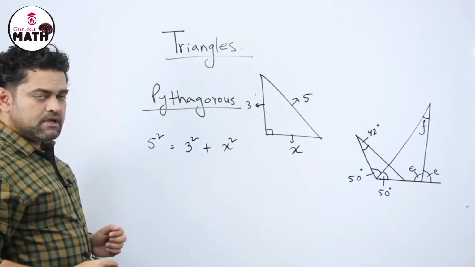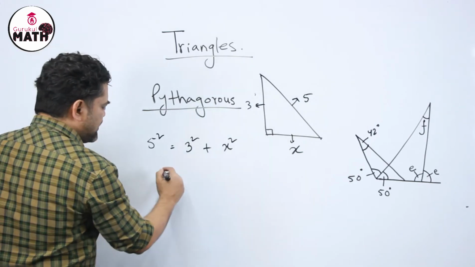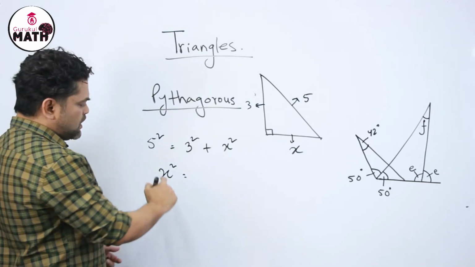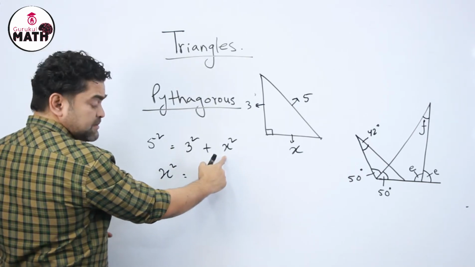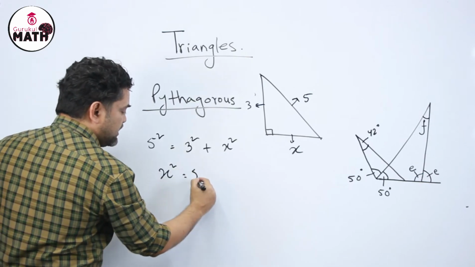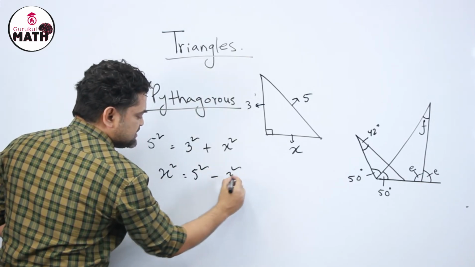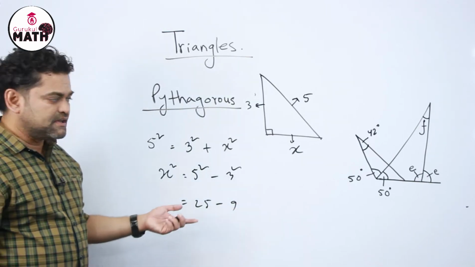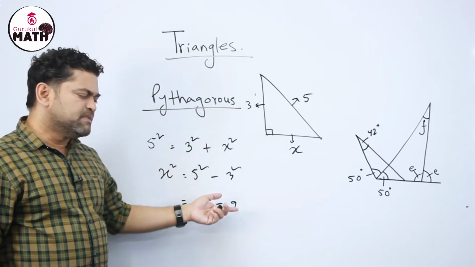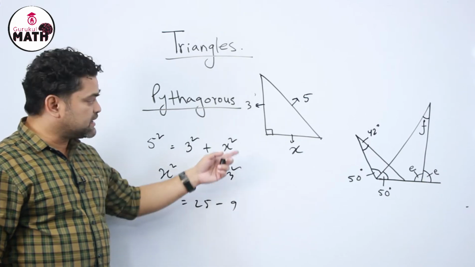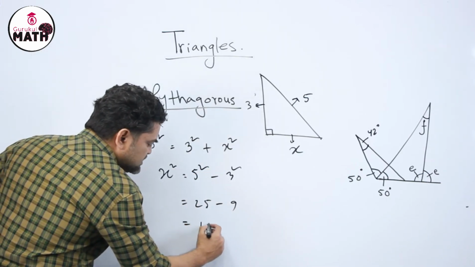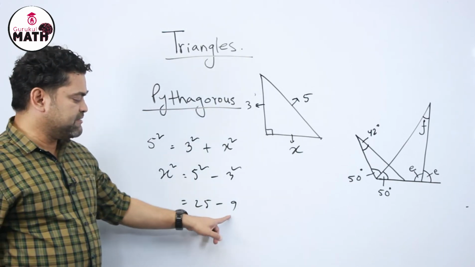It will not be any problem. To find x, I want to make x square the subject. So I keep x square here, and here 5 square minus 3 square, so it's 25 minus 9. In my last episode, it might have been 2, but by mistake I wrote 4 here, but now it's 3. Now it's okay. I hope you understood. So it's coming 16, okay? 25 minus 9.